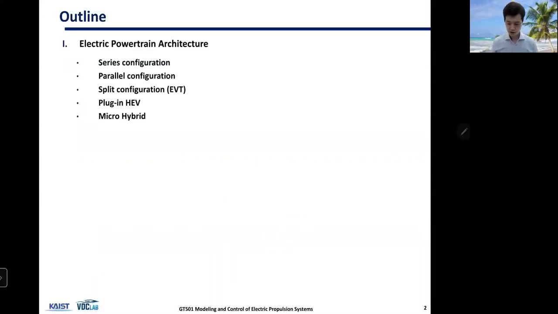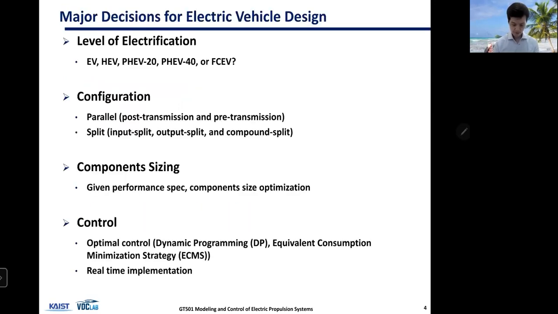So last time we covered different architectures of electric powertrain. I believe we covered up to here. We talked about how, when we design an electric vehicle, we have to make decisions such as levels of electrification, configuration, component sizing, and control.